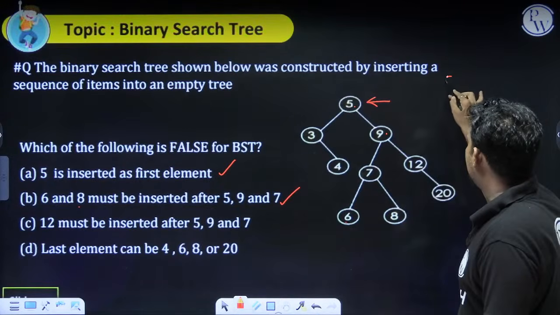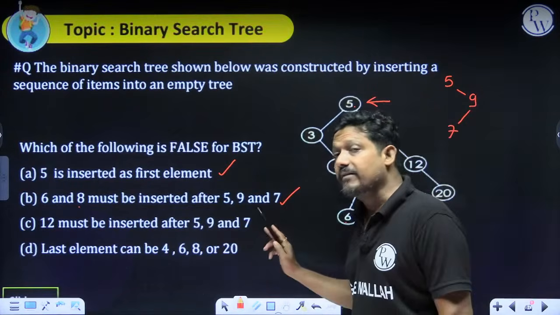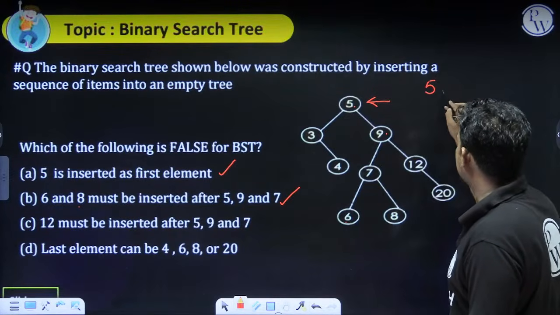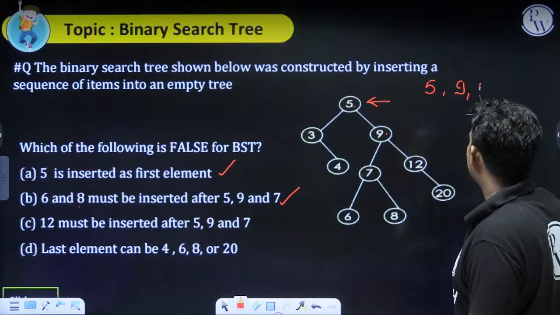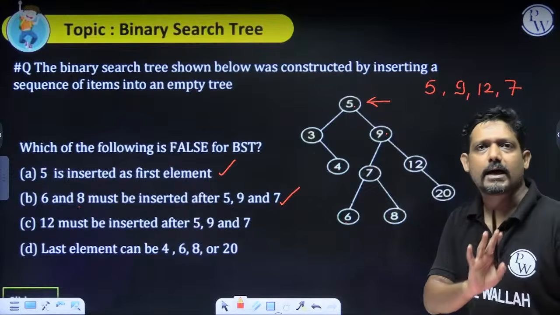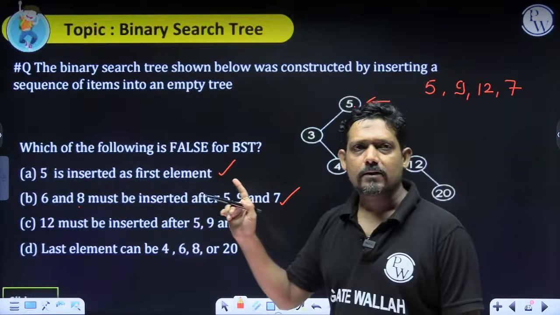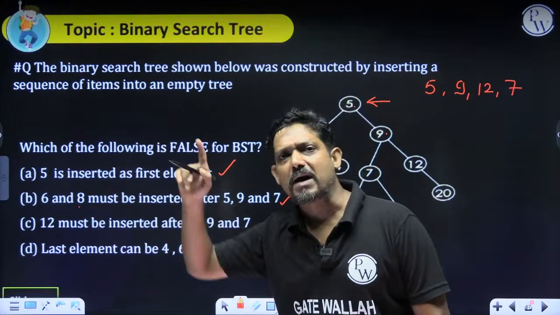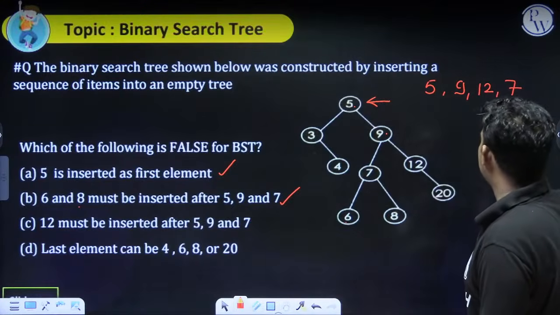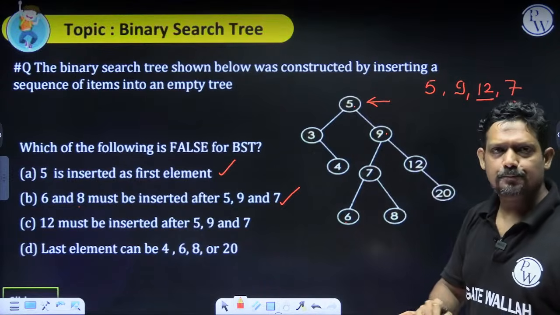Now if I say 5, 9 and 7, after 5, 9 and 7, I can get a tree, the same resultant if I insert 5, 9, 12 and then 7. Any problem in that? If I change the sequence, if I do not follow this order, that 12 must be inserted after 5, 9 and 7. If I insert the value 12 before 7, will there be any issue?